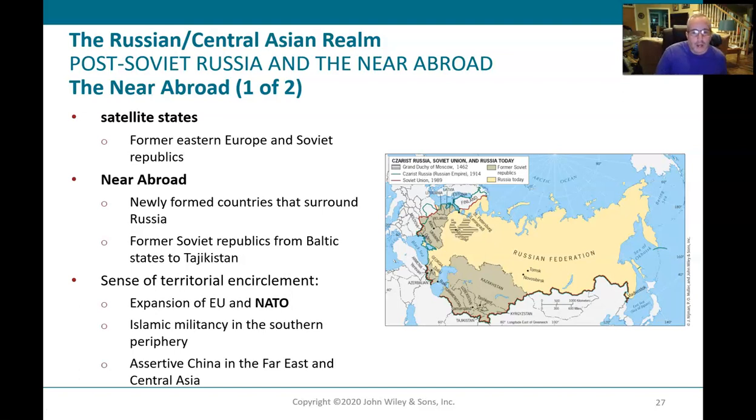And I just mentioned NATO. You have a lot of Islamic activity on the southern boundary down here in these states. When I say these states, I'm talking about the Caucasus area, Armenia, Azerbaijan, and Georgia, and then the Central Asian states, Kazakhstan, Turkmenistan, Uzbekistan. These countries were always kind of like the Wild West of Russia.